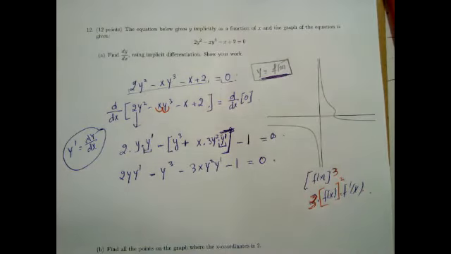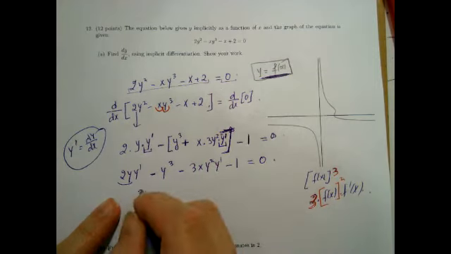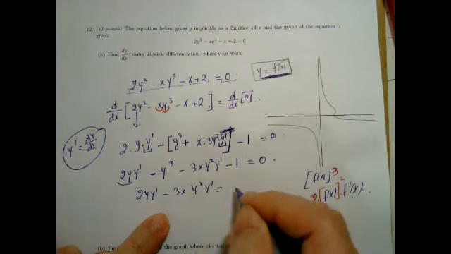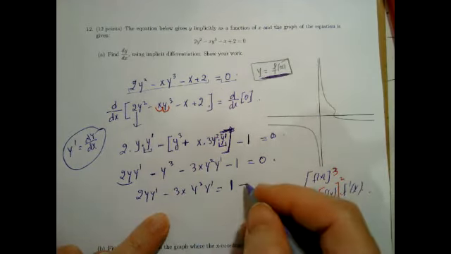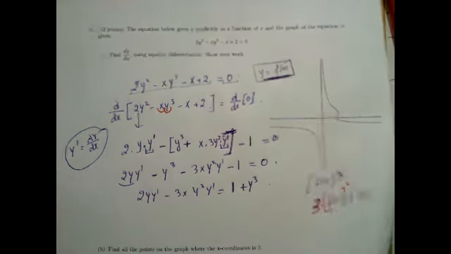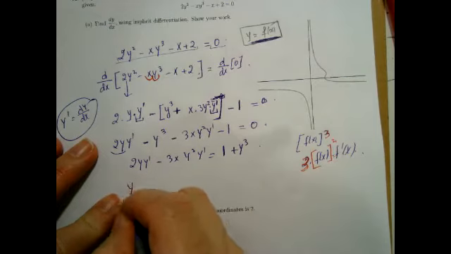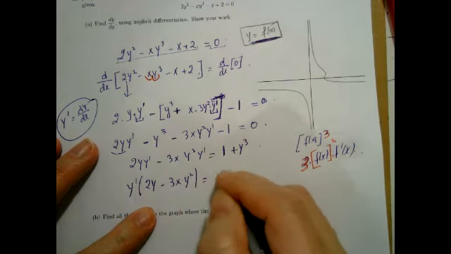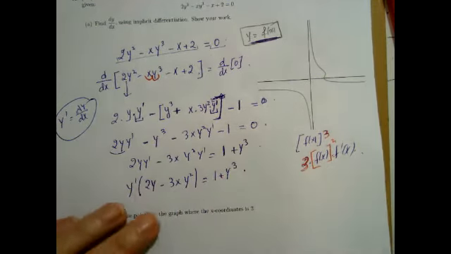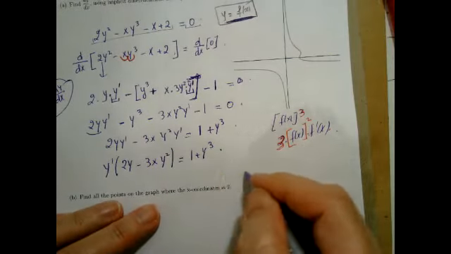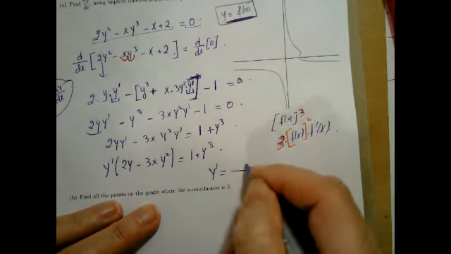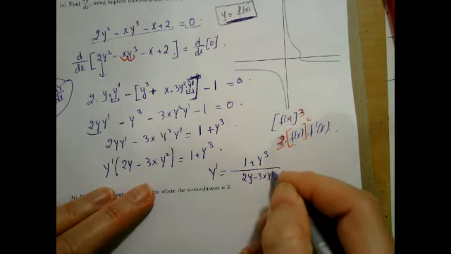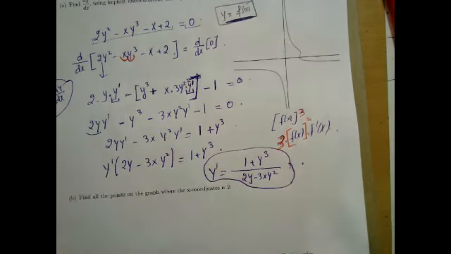Now we need to isolate the y prime. So I will put everything with y prime together, and the constant terms, I mean the terms that don't depend on y prime, on the other side. Now I have to factor out y prime because I need to solve for it. And finally, I will get y prime equal to 1 plus y to the power 3, divided by 2y minus x y prime.